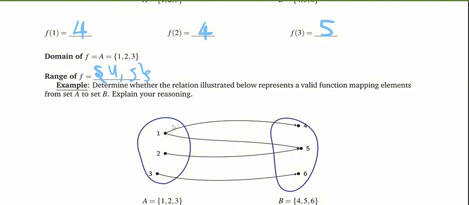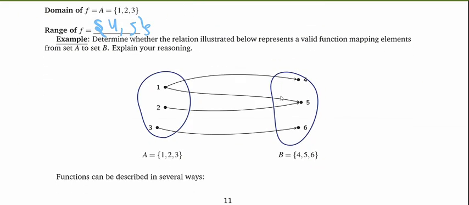Now, let's actually take a look at the bottom one. Determine whether the relation illustrated below represents a valid function mapping elements from set A to set B. Explain your reasoning. Okay. Well, unlike the previous example, here there seems to be a problem. The element 1 in the set A, if we follow the arrow all the way through, there are two arrows emanating from it, and they lead to two distinct elements. So 1 gets mapped to 4 and 5 at the same time.